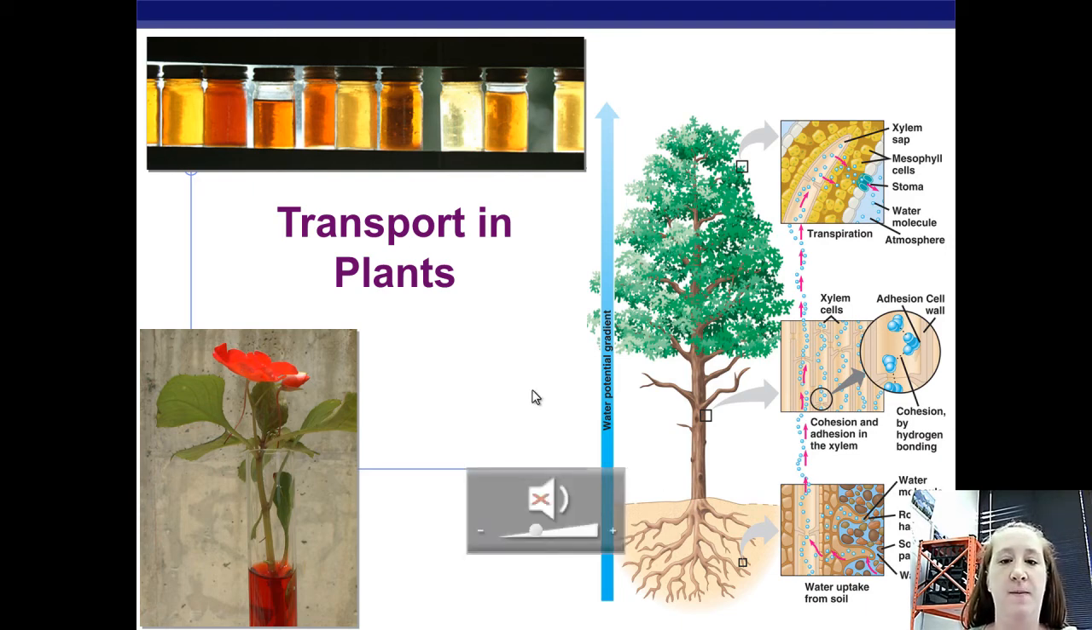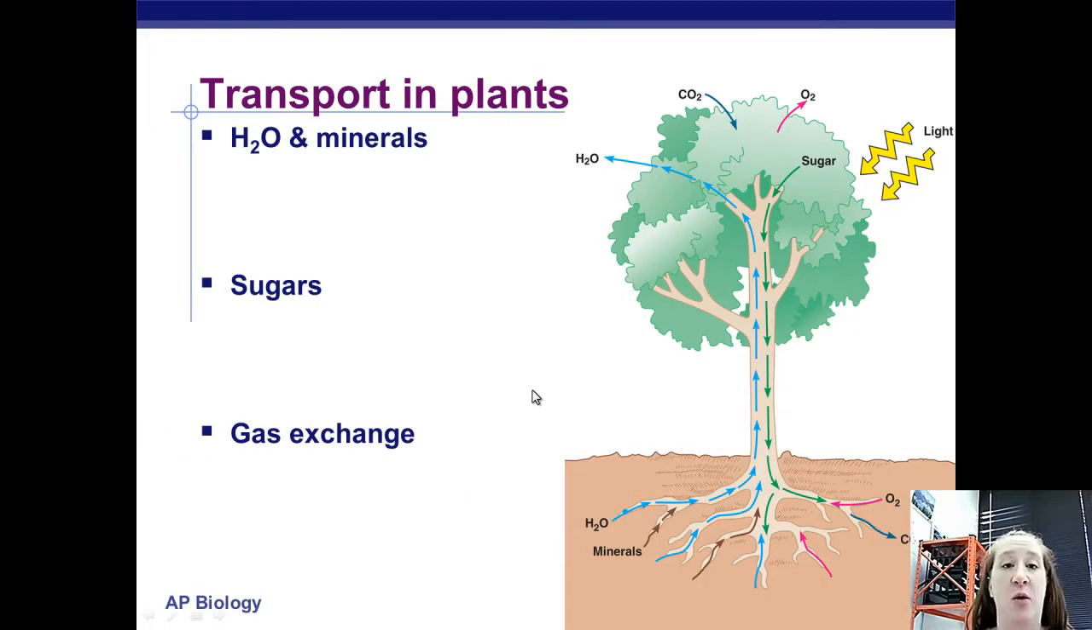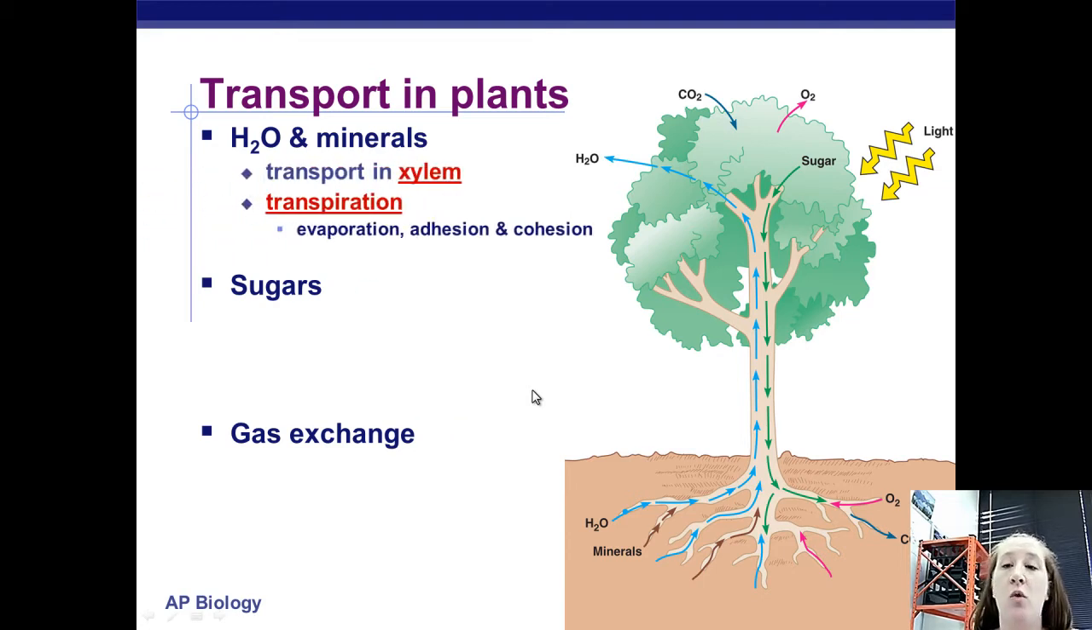Okay, so materials that need to be transported in plants: you've got water and minerals, sugars, and gases. Water and minerals, remember, are transported in the xylem. Xylem goes from the roots up to the tippy top of the tree. And remember that it's transpiration that's causing that material to be pulled up.